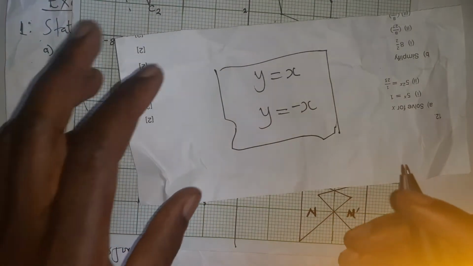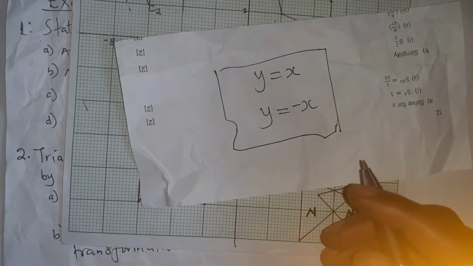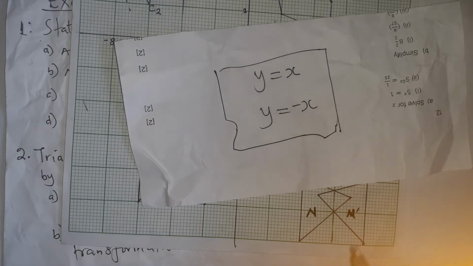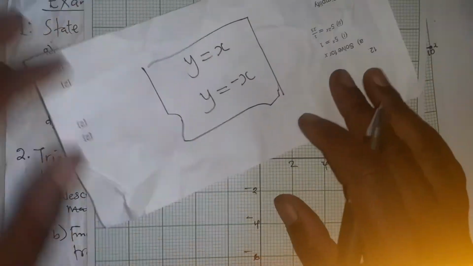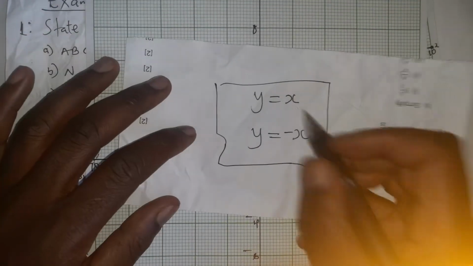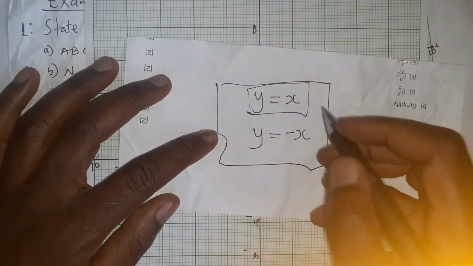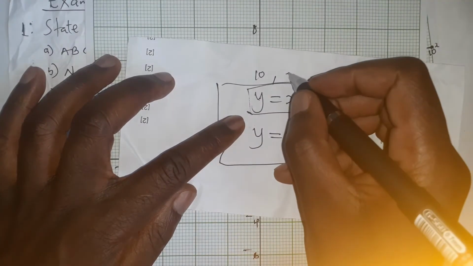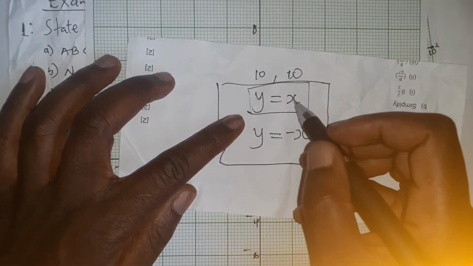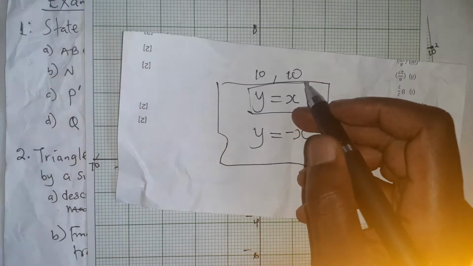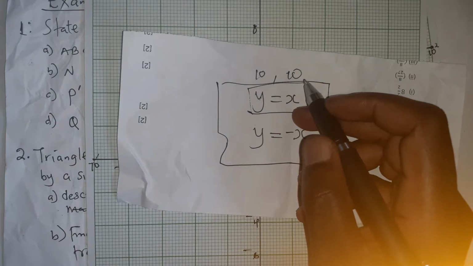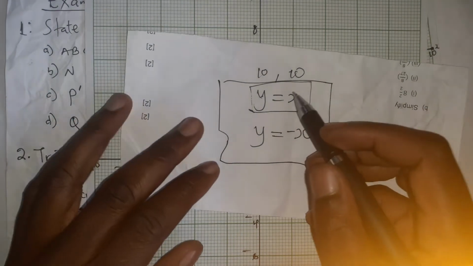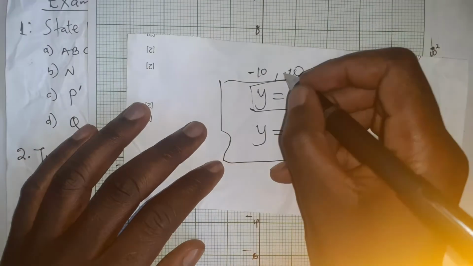So in this case, I must explain to you. We were talking about these two equations. The first one here, what does this mean? This means that if the y coordinate is 10, then the x coordinate is what? 10. I did explain these equations in the previous year. So, in other words, it has the same value. If this is negative, then this one is negative.